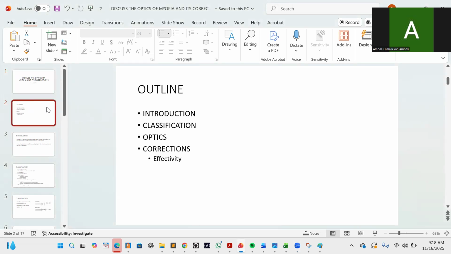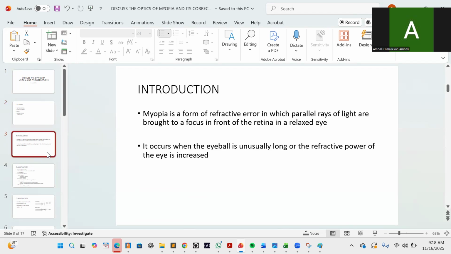Introduction or definition, the classifications, the optics, then the corrections. Under the correction, we'll talk about the effectivity and some calculations too that can be asked in the exam. Some exams may not require a calculator, but after I've done this, you'll understand and could guess the answer based on the understanding of the optics of myopia.